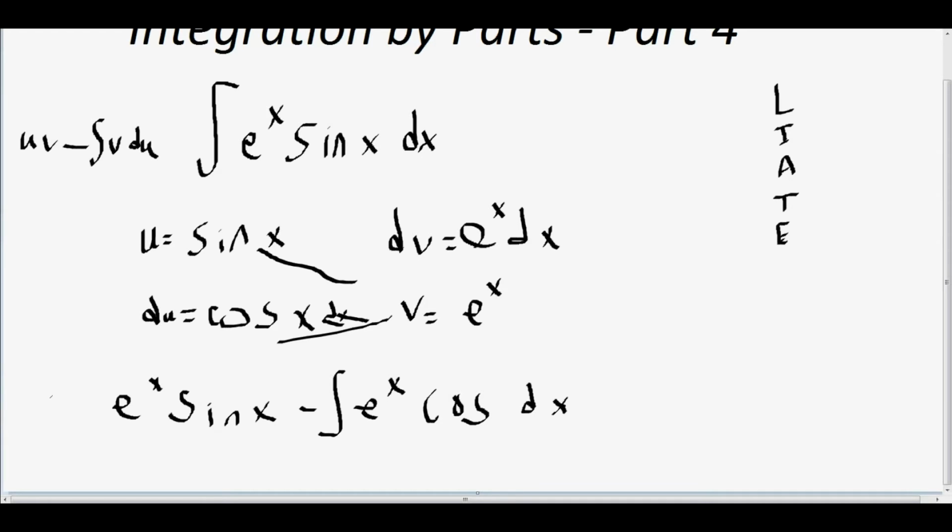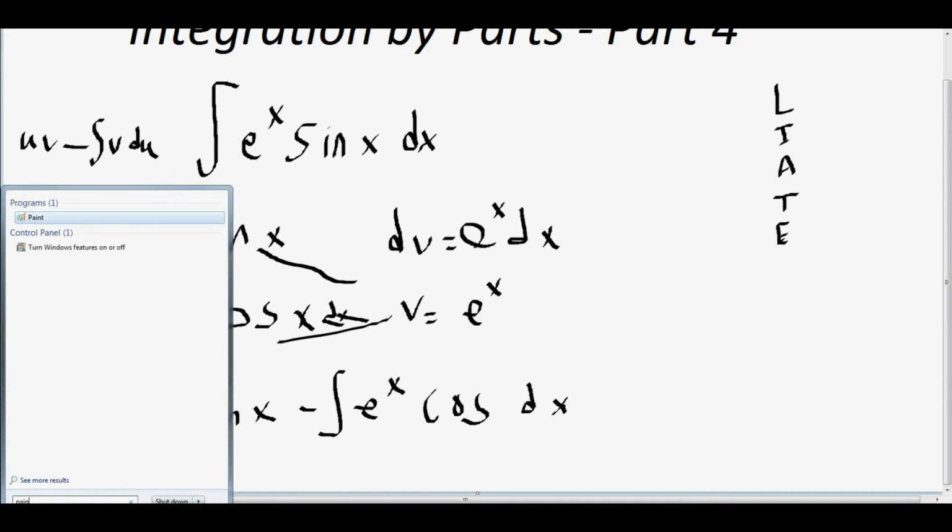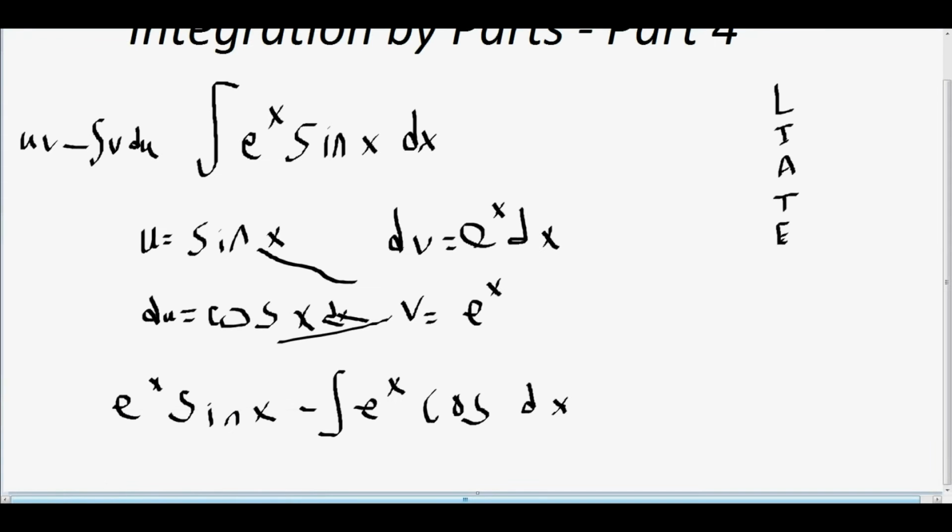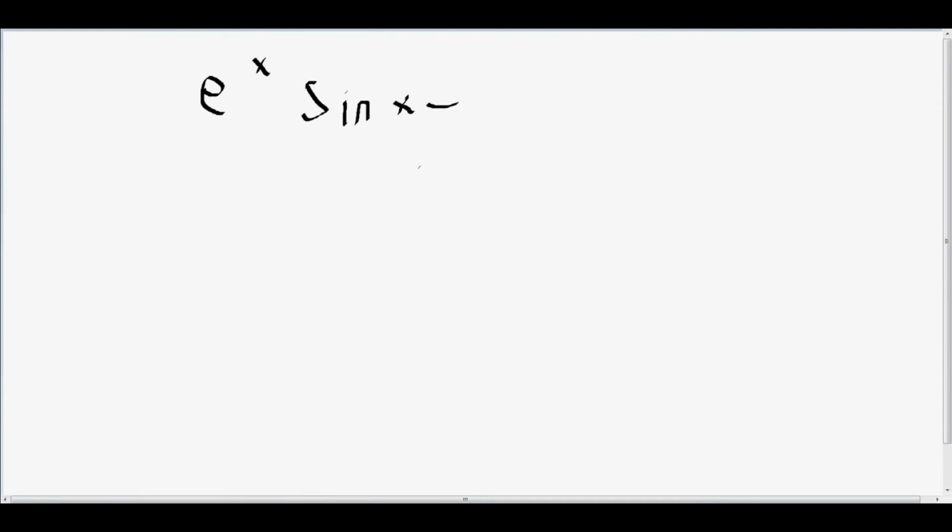Okay, so in all the problems before, when we got to this step, we were pretty much done. We just had to take the integral of something that was easily integrated. We'd simplify our answer and we were done. But now we have this as our integral, e to the x cosine x, and that's not something that's easily integrated. So we actually have to do integration by parts again. I'll write that problem again. e to the x sine x minus the integral of e to the x cosine x dx.